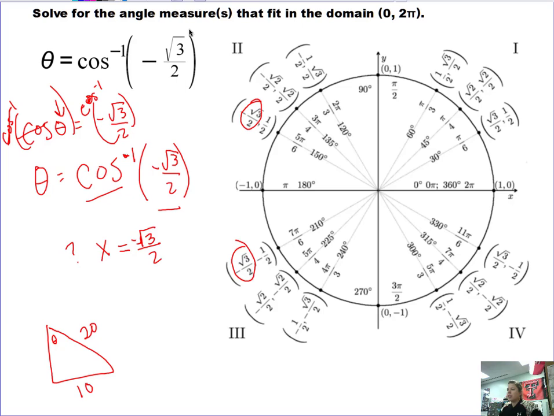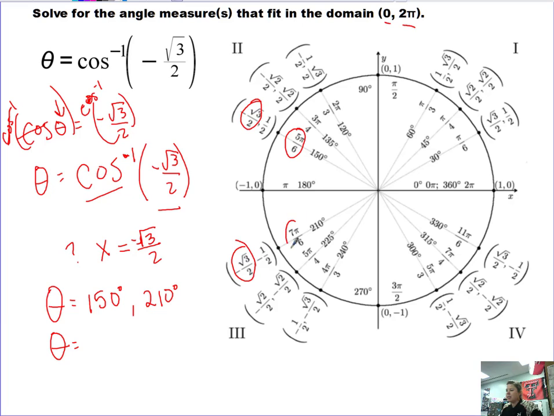The two angle measures where this would be true would equal 150 and 210. Now, if you notice, we're solving for the angle measures that fit in the domain 0 to 2 pi. Well, 150 and 210 are not in 0 to 2 pi, so the actual angle measures here would be the ones in radians: 5 pi over 6 and 7 pi over 6. So this one would have two answers.